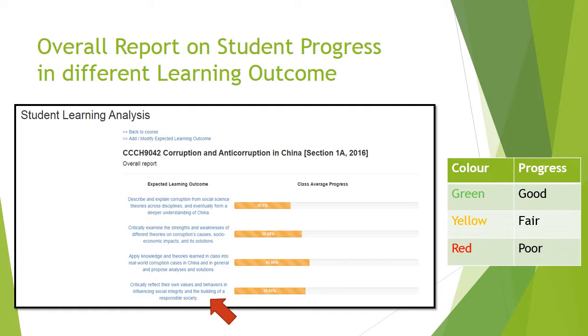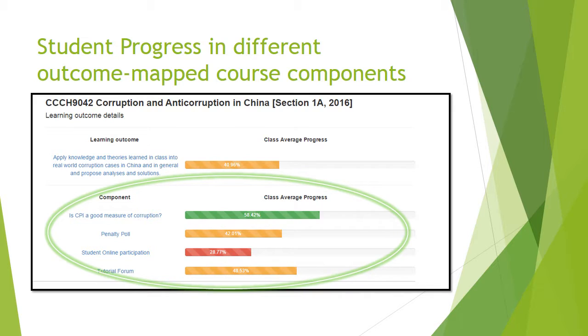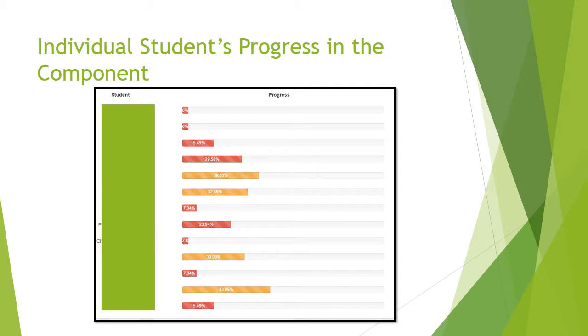If you click into one learning outcome, you will get to see student progress in different course components corresponding to that learning outcome. Going further, if you click into a component, you will see the individual progress of each student in that outcome mapped component. Student names here are blocked for confidentiality.